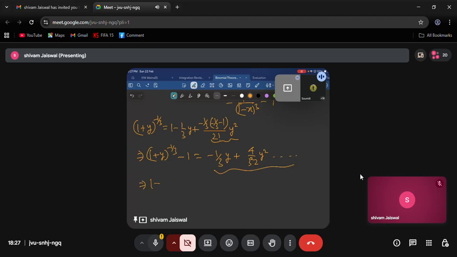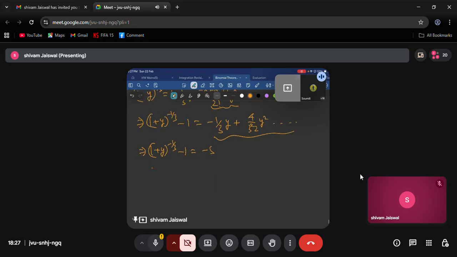This implies (1 plus y) whole to the power minus 1 by 3 minus 1 is equal to negative of s, right? So what is s? S is equal to 1 minus (1 plus y) whole to the power minus 1 by 3. Is it clear, Shamili? Yes, sir. Is it clear to others?